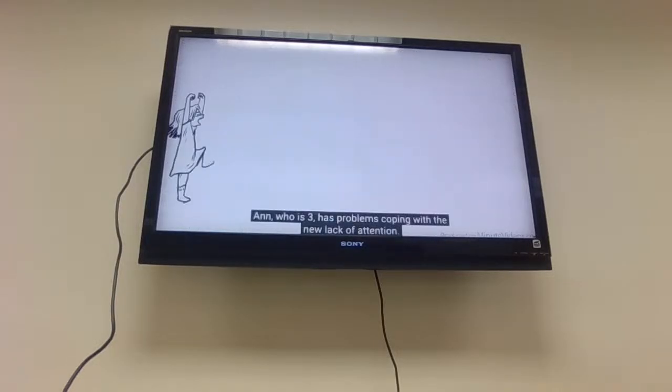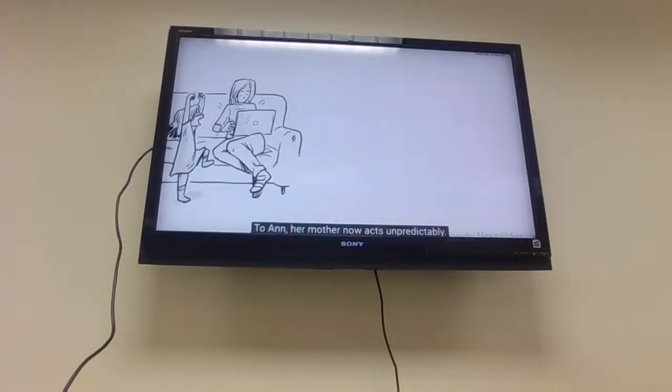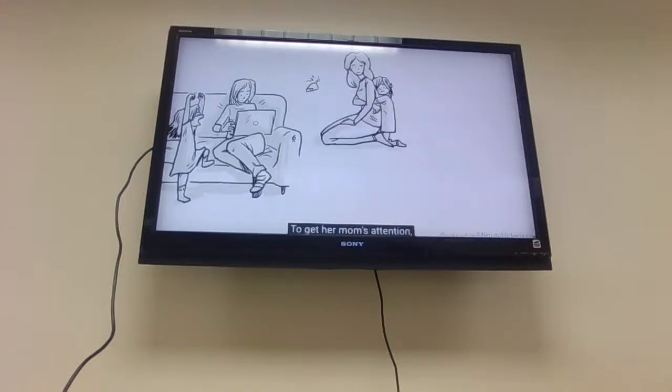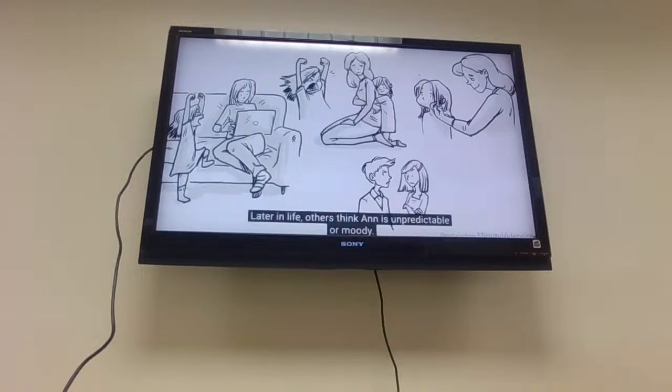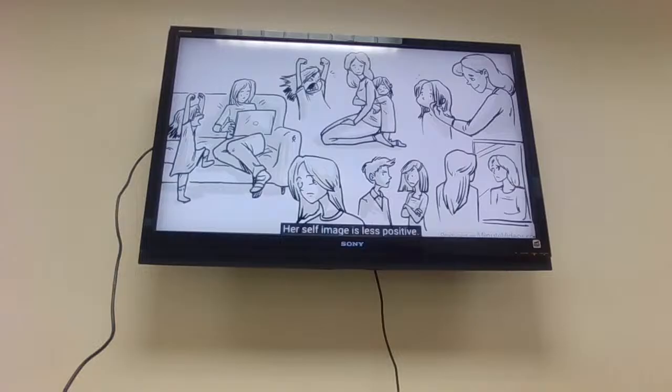Anne, who is 3, has problems coping with the new lack of attention. To Anne, her mother now acts unpredictably. She is anxious about their relationship and as a result becomes clingy. To get her mum's attention, she has to raise her emotional state and scream. When her mum finally reacts with a predictable response, she herself acts ambivalent and doesn't show her true feelings. Later in life, others think Anne is unpredictable or moody. Her self-image is less positive. Her attachment style is anxious ambivalent.